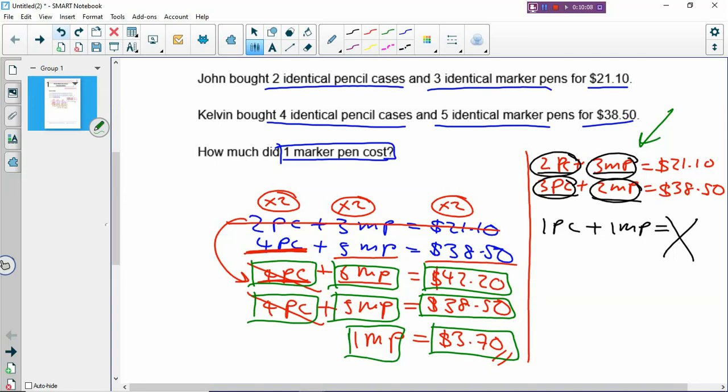And how do you get rid of the pencil cases? By making the pencil case to be equal, and then later you subtract, and then you can find how much is one marker pen already. So this is one fixed way of solving, and everybody will be able to use this way, and then you can solve all kinds of questions, even the hard questions as well, right? Okay, so we come to the end of this elimination method.